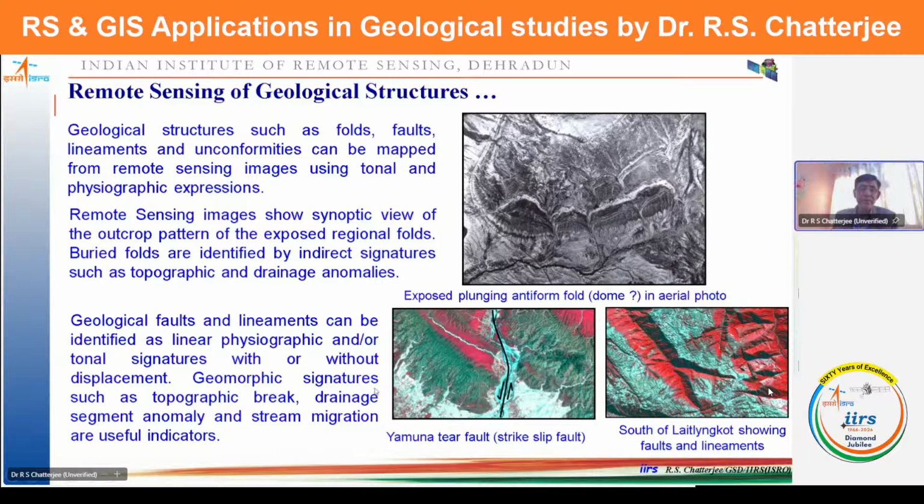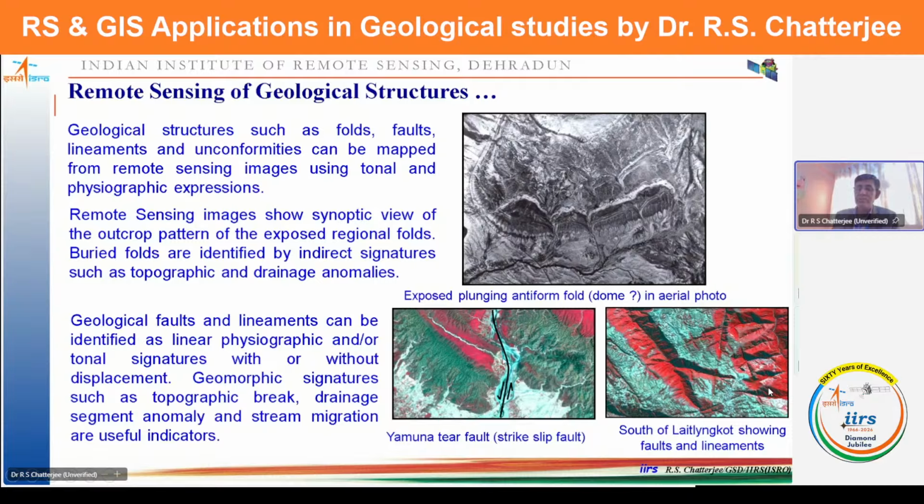So geomorphic signatures such as topographic break, drainage segment anomaly, stream migration are some of the very, very important indicators. Like here you see, the entire Siwalik has been displaced. And here what is the river? The Yamuna river is flowing. So that means here is a fault. This is a strike-slip fault. This is the Yamuna tear.